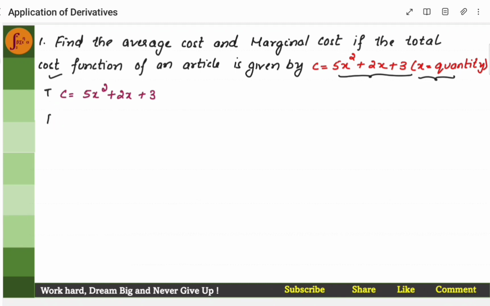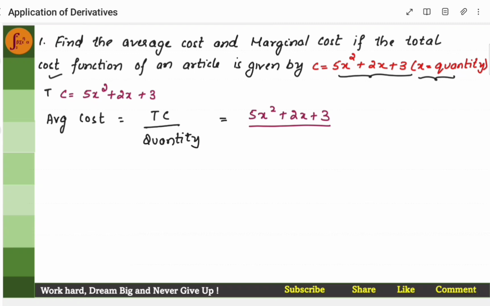So, what is average cost? What is the formula for average cost? It's nothing but total cost by quantity, right? Now, what is total cost? Total cost is 5x square plus 2x plus 3, divided by what is quantity? X. See, we can further simplify this also. We can divide each of these terms by x. So 5x square by x is 5x. 2x by x is 2. X and x will get cancelled. Then we'll have plus 3 by x.